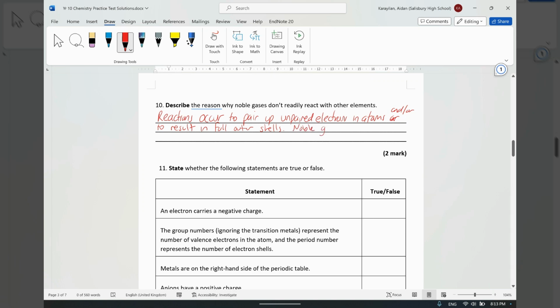Noble gases already have paired electrons and full outer shells, so they don't need to react. And that is pretty much it. So whenever reactions occur, it's elements trying to get their full outer shell of electrons, and noble gases already have it, so they don't need to react with anything to get that. Therefore, they don't react. And that would be 2 marks.